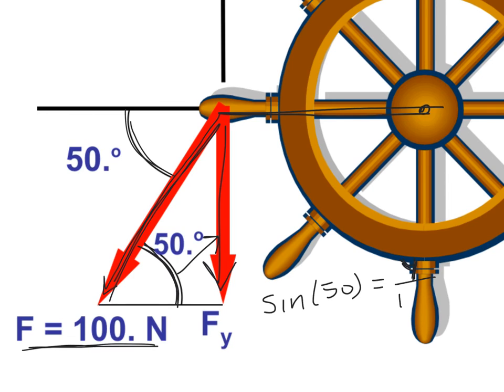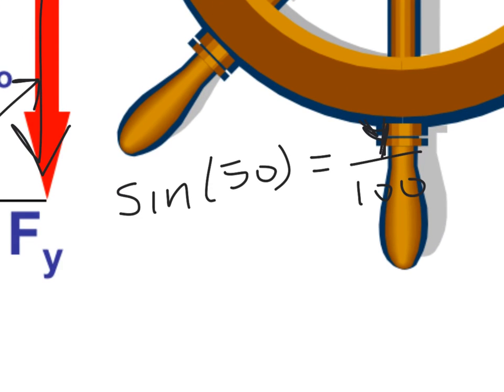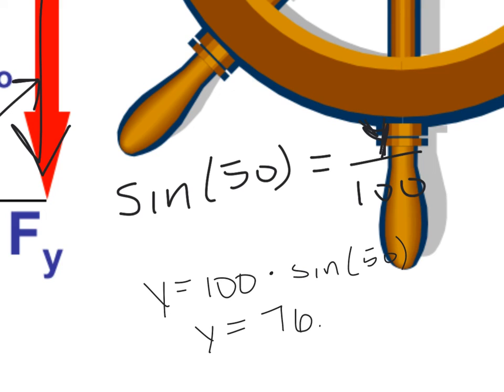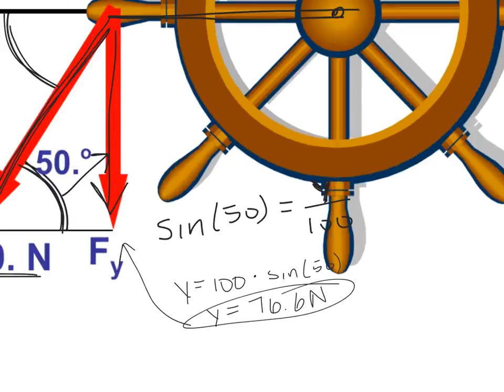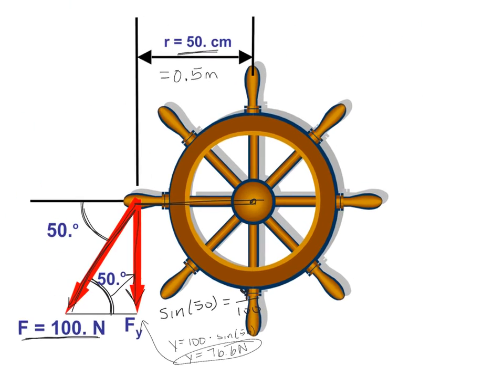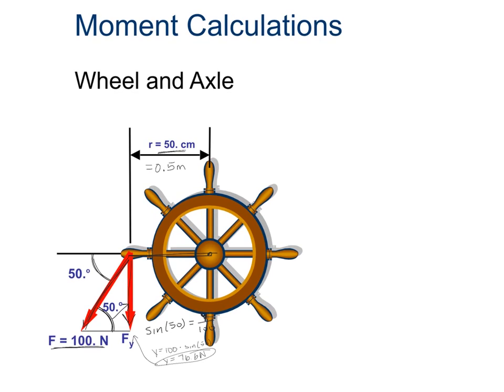My hypotenuse is 100 newtons. So I can now multiply both sides by 100. So y equals 100 times the sine of 50. And that force in the y then becomes approximately 76.6 newtons. So this right here is that force pushing down perpendicular to my distance. So now I can solve the moment equals a force times the distance.